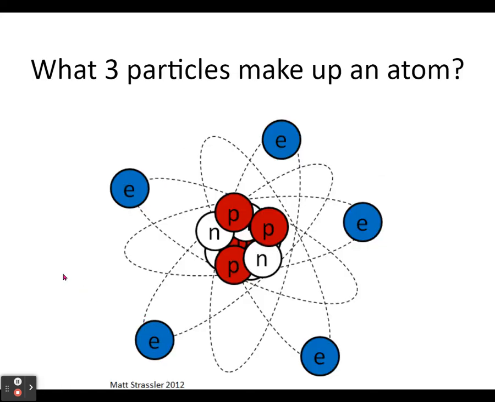So just as a little reminder, what three particles make up an atom? You remember? It's protons, neutrons, and electrons. We're going to practice that about 1,000,000 times.